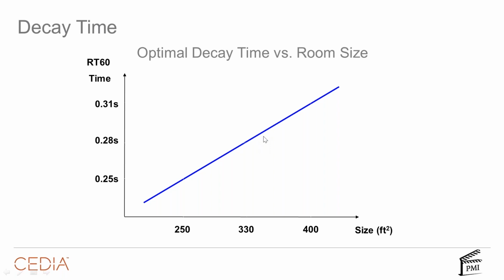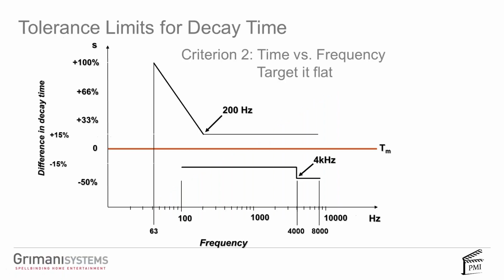Now, that decay, how the energy falls off with time, should be ideally the same at all frequencies, with some tolerance. So you can actually tolerate a longer reflection decay time at low frequency, up to 2 times longer, which is a fair amount of tolerance. And then at the higher frequencies, you don't want the decay time to drop off suddenly, but above 4 kilohertz, you can tolerate up to half the decay time. So if the target was 0.3 seconds, you can actually tolerate 0.15 without going, wow, this sounds bad.